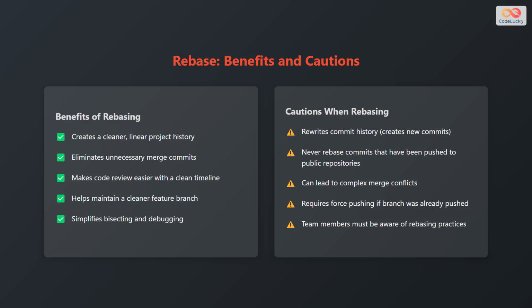However, there are also cautions to consider. Rebasing rewrites commit history, which means it creates new commits. It is crucial to never rebase commits that have been pushed to public repositories. Rebasing can lead to complex merge conflicts. It requires force pushing if the branch was already pushed. Lastly, team members must be aware of rebasing practices to avoid confusion and conflicts.